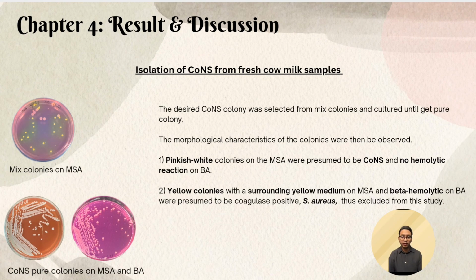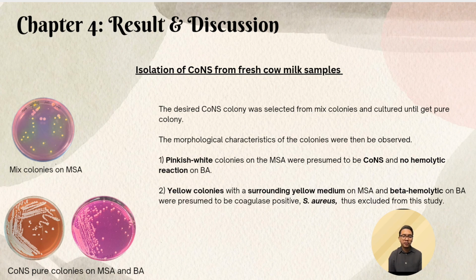For the isolation process, 1 ml of milk sample was cultured into 9 ml of TSB and incubated overnight at 37 degrees, and then plated onto the mannitol salt agar to selectively isolate Streptococcus species from the mixed cultures. The desired coagulase negative Streptococcus colony was selected from the mixed colonies and cultured onto the MSA and also blood agar to get a pure colony.